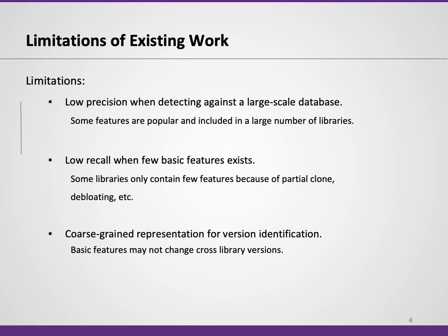Existing works that compare two sets of basic features have the following three limitations. First, some features are popular and included in a large number of libraries that cause low precision when detecting against a large-scale database. Next, some libraries only contain few features because of partial clone, debloating, etc. It leads to low recall when few features exist. Finally, basic features may not change cross-library versions. They are too coarse-grained to identify versions.